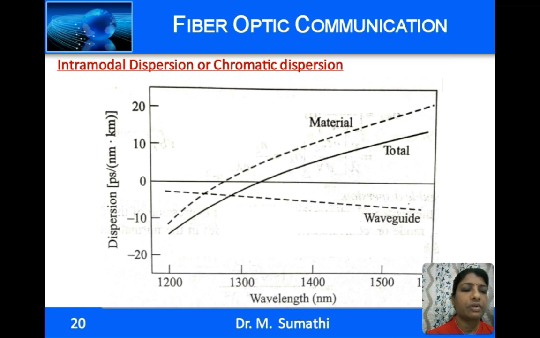This graph shows the total dispersion, which is due to material dispersion and waveguide dispersion. It can be observed that at around a wavelength of 1310 nanometers, the material dispersion and waveguide dispersion are of equal values, so they cancel out and the dispersion is 0. So we have 0 dispersion at 1310 nanometers, and at lower and higher wavelengths, the material dispersion value dominates.